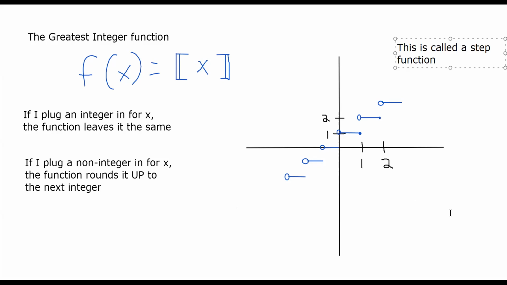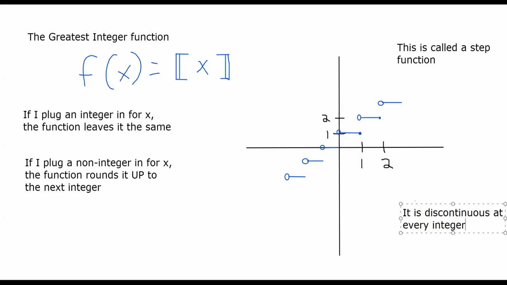This is called a step function, because just look at its basic shape. Definitely, it is discontinuous at every integer, because when you look at the integer 1, from the left it's doing one thing, but you have to lift your pencil up here to draw what it's doing to the right. Now everything in between is smooth. I can draw a nice smooth line there. But at the integers themselves, I have to step up.